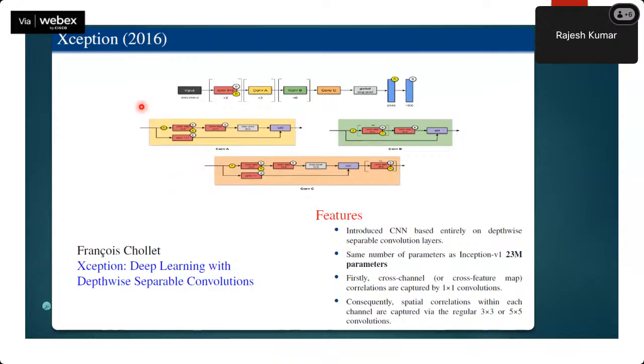Then comes Xception. It's a combination of the earlier ones. We have Inception modules as well as skip connections. So the combined parameters are 23 million. Well, this is how people keep on developing these things.